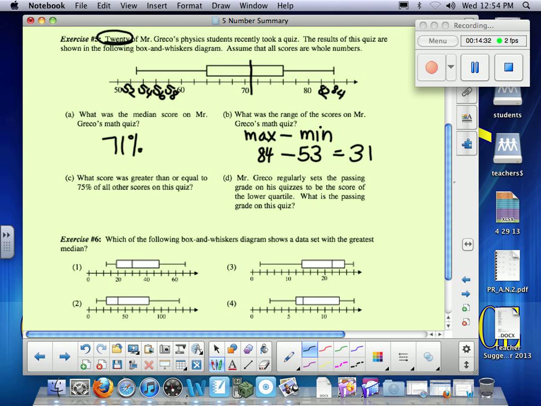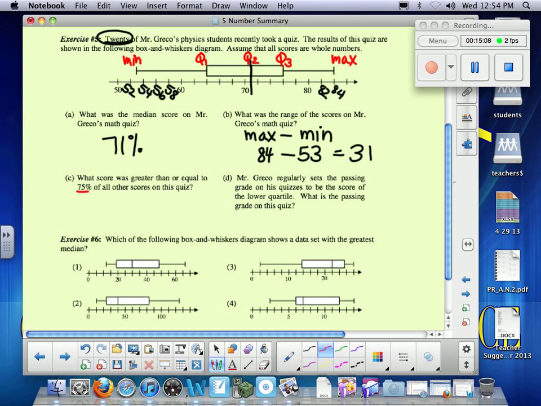What score is greater than or equal to 75% of all other scores on this quiz? Wait a second. Is this asking who got 75%, or is it talking about where 75% is on the box and whisker plot? The second part. So let me label these again. This is our min, quartile 1, I'll call it quartile 2 for now, quartile 3, and our max.